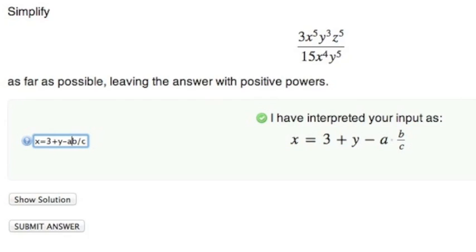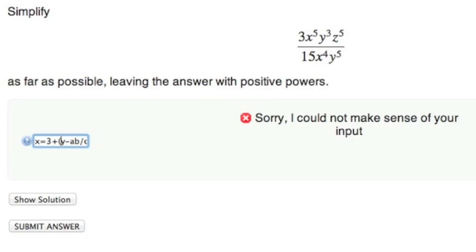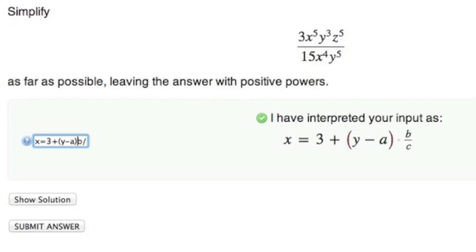Note also that the system uses the normal rules for precedence, so it will do brackets first, followed by powers and roots, then division and multiplication, and finally addition and subtraction. So in this expression, A multiplied by B divided by C will be done first, then the addition and subtraction. If I wanted to alter this order, I would need to use brackets. For example, to subtract A from Y first, and then multiply this by B over C.